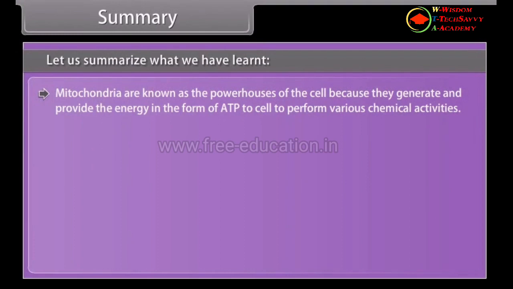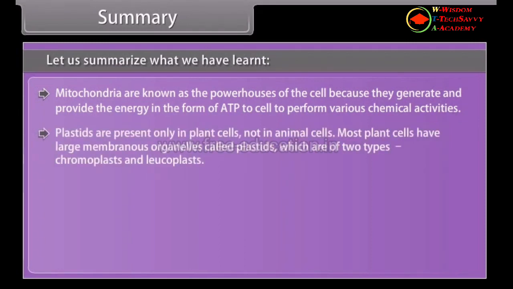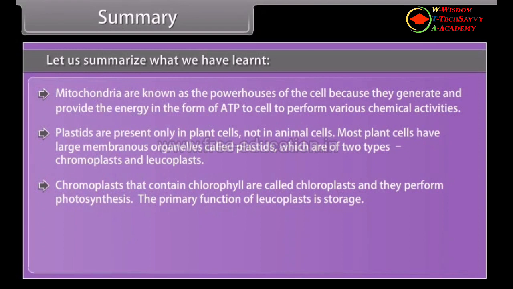Mitochondria are known as the powerhouses of the cell because they generate and provide the energy in the form of ATP to the cell to perform various chemical activities. Plastids are present only in plant cells, not in animal cells. Most plant cells have large membranous organelles called plastids, which are of two types: chromoplasts and leucoplasts. Chromoplasts that contain chlorophyll are called chloroplasts, and they perform photosynthesis. The primary function of leucoplasts is storage.